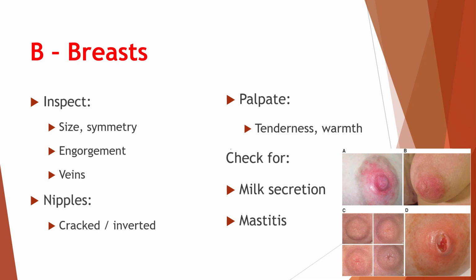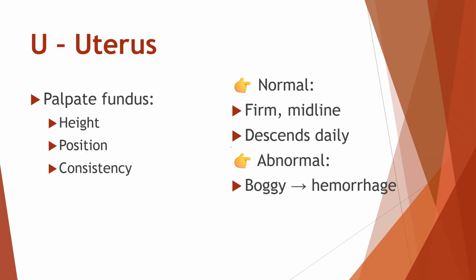Next, we move to palpation. Gently feel the breasts to check for tenderness or warmth, because these can indicate infection. Then we check for milk secretion, ensuring that lactation has started properly. Also, always look for signs of mastitis, like redness, pain, and swelling. So remember, students, this step is very important because it helps us ensure successful breastfeeding and early detection of breast complications.